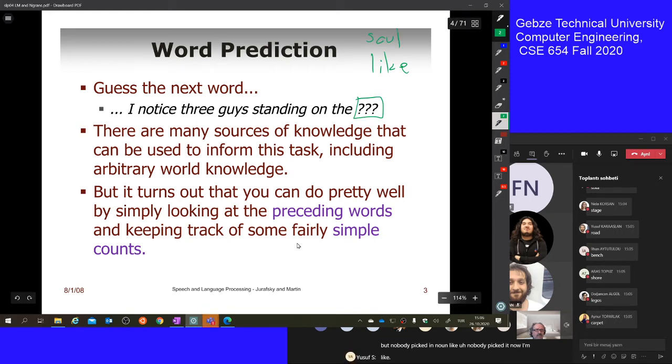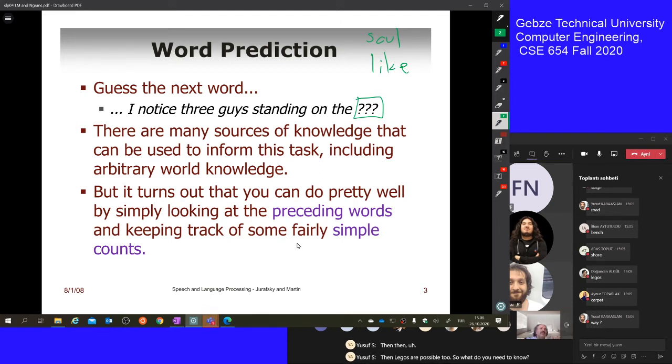soul, ruh, right? Because nobody can stand on the soul, right? So you are picking the correct form of the word. You are picking standable things, right? Like carpets or shores or bench, or if the Legos are large enough and the guys are small enough, then Legos are possible too. So what do you need to know to complete the sentence?